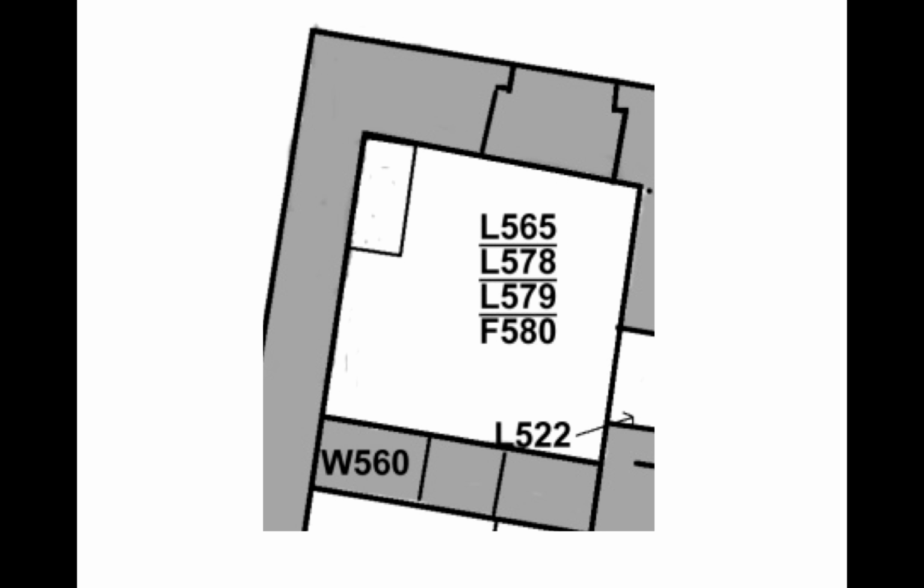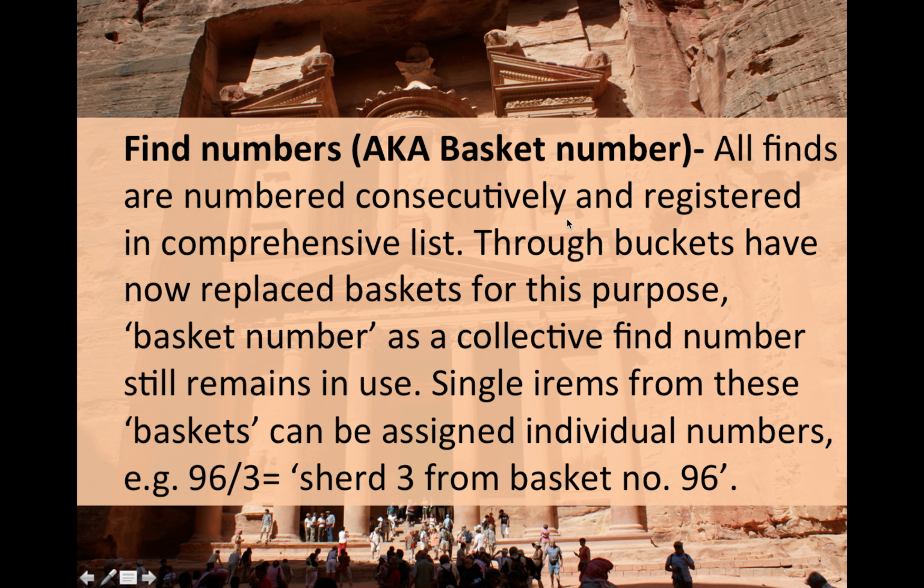Say, for instance, we find a coin at locus 565, and it was my 5th basket, but it's the first thing I found in that area. I would write L565, locus 565 was my area. B5, it was the 5th basket of dirt that I sifted out. And F1 would be the find, because it's the first thing that I found. And this is how archaeologists keep track of things.